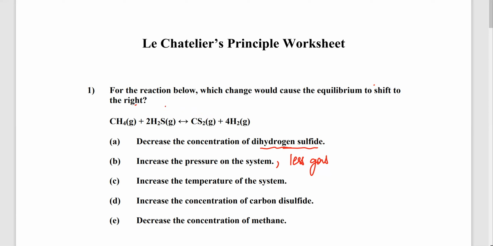And what about the next one? If you decrease the concentration of methane, it'll try and put more on that side again to get more, so it'll go to the left more. So that means it must be increase the temperature, right? But you can't really tell because the question didn't say which direction was endothermic and which was exothermic. The question is kind of incomplete.